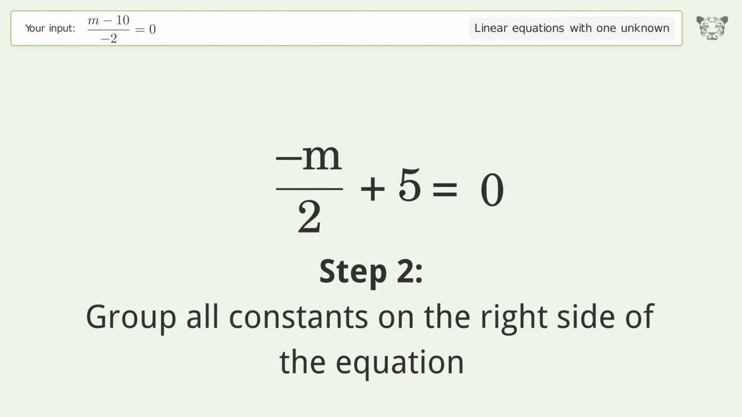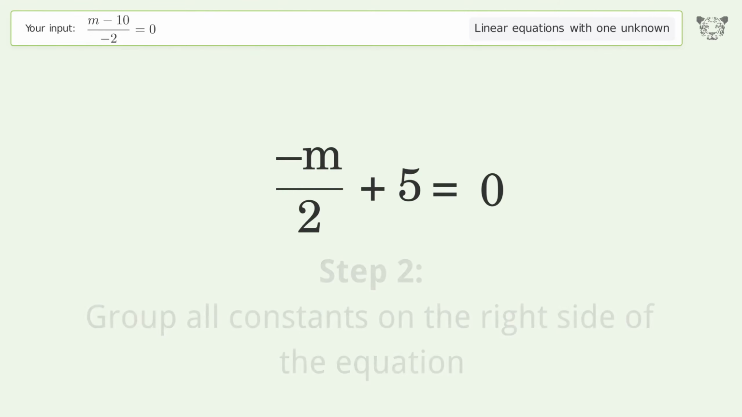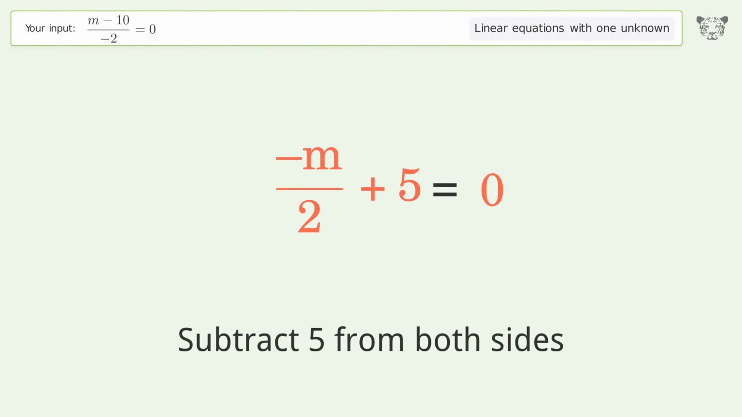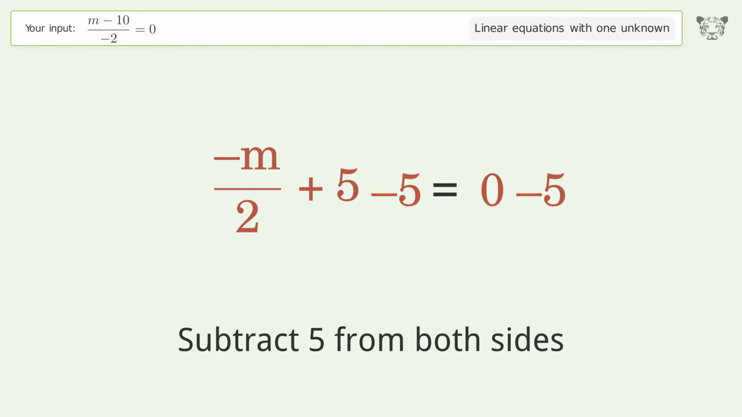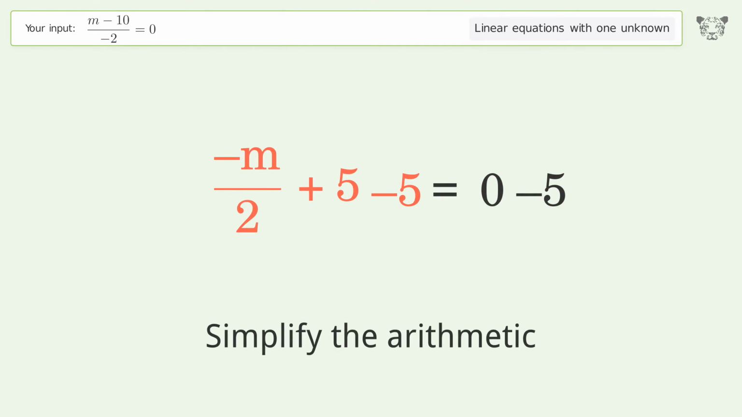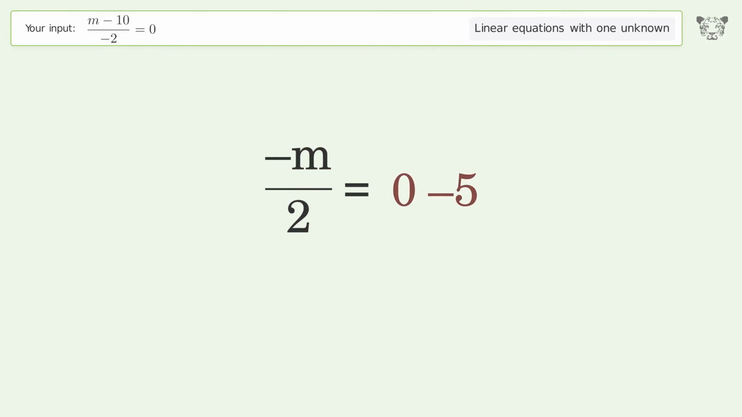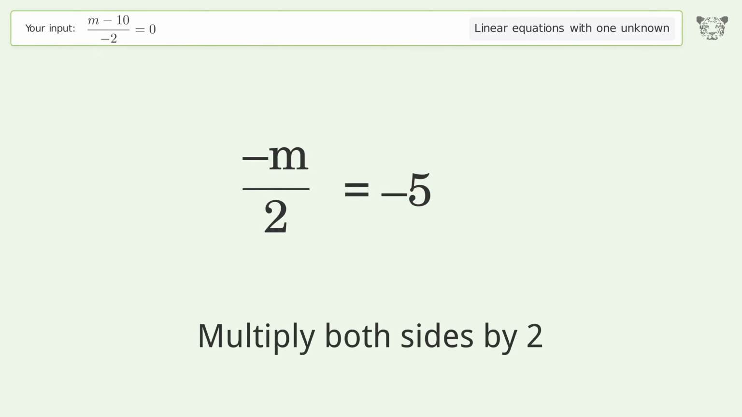Group all constants on the right side of the equation. Subtract 5 from both sides. Simplify the arithmetic. Isolate the m. Multiply both sides by 2.